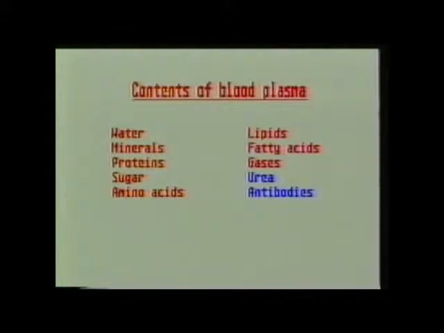Urea is produced by the tissues of the body as a non-toxic method of disposing of waste nitrogen. Antibodies carried in the blood are part of a complex system which recognises and destroys foreign particles in the body. The function of antibodies is linked to the action of white blood cells, as we will also see in a moment.